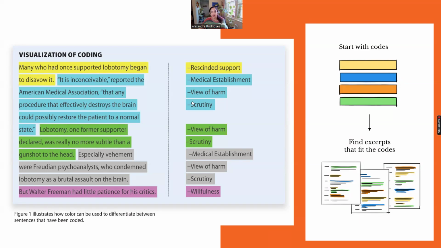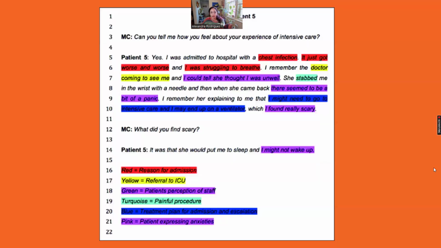And you'll, again, make very clear to me what each color means, and then you'll go in and highlight your interview based on the codes that you came up with. I would start by reviewing your interview, pulling out some common themes, and then creating the codes, and then going to find the excerpts that fit the codes within your interview.